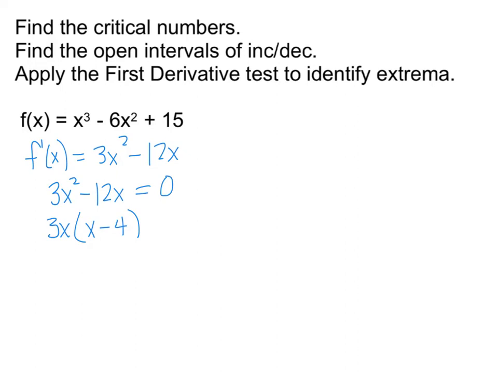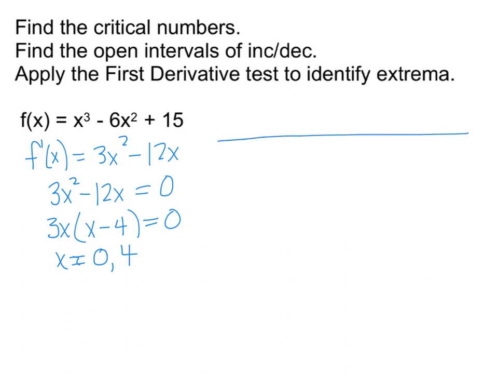Now I'm going to double check it before I go. Okay, so 3x squared minus 12x, that should be right. And then I have critical numbers at x equals 0 and x equals 4. So those are my critical values.